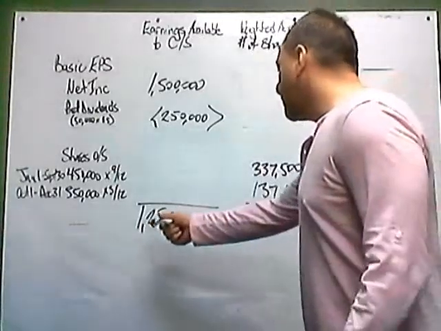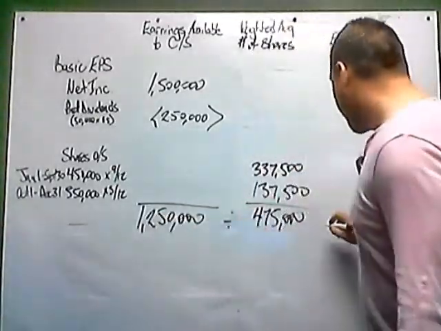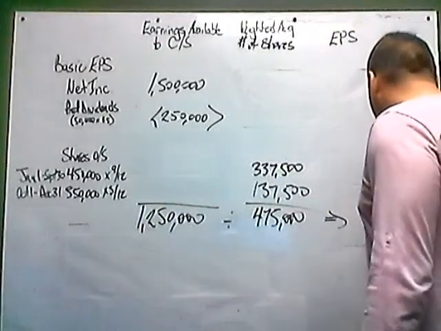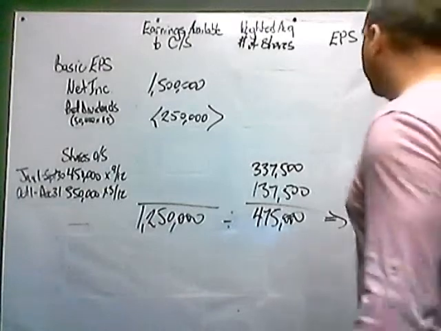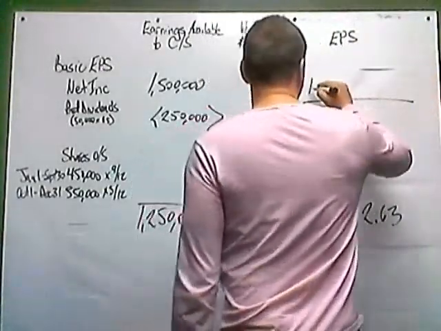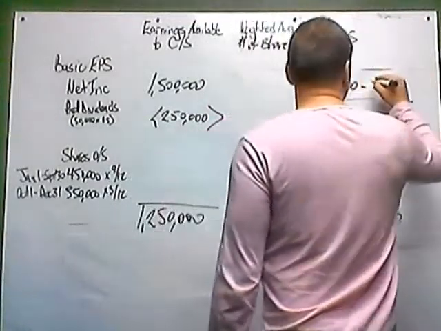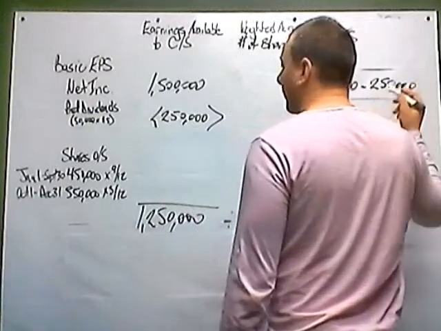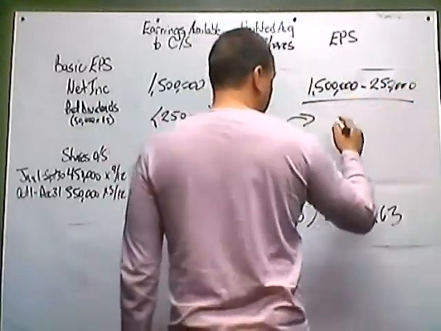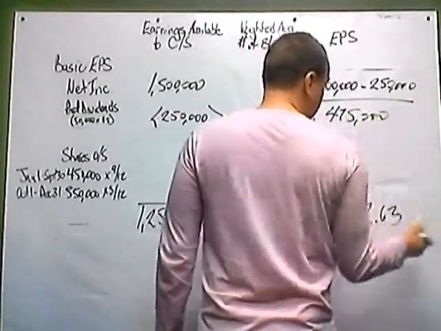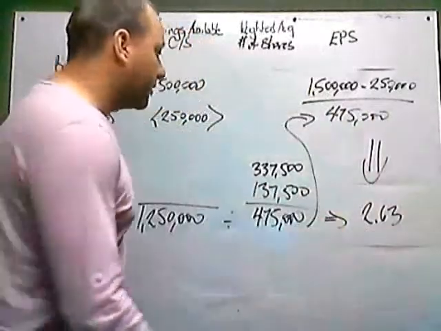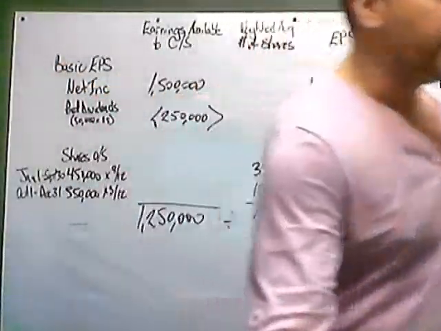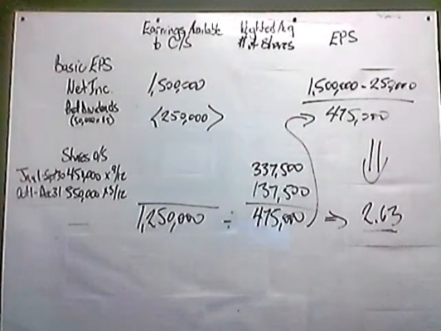$1,250,000 divided by 475,000 is an EPS of $2.63. If we wanted to put that into our formula, again, what is it? 1,500,000 minus 250,000, which is your preferred dividend, divided by your weighted average number of common shares outstanding, 475,000, giving us $2.63. Okay, this is our starting point. Again, like I say, if you can do this question, you'll have no problem on the quiz and no problem on the final exam. So again, what this has done is it's given us our basic EPS calculation.